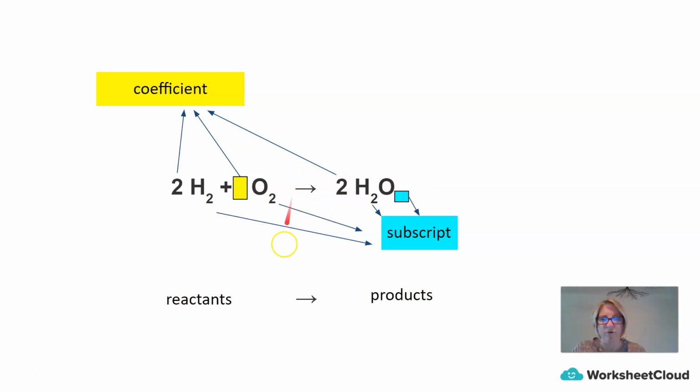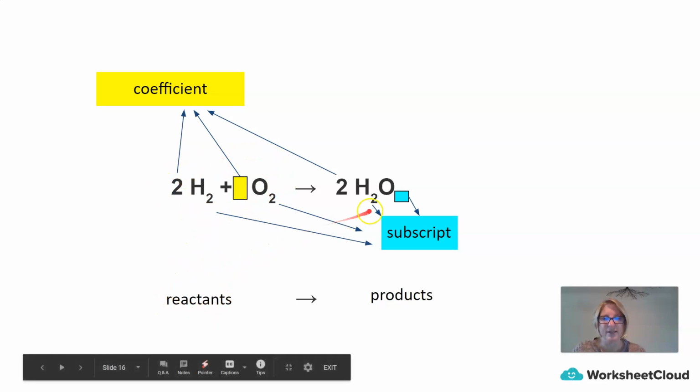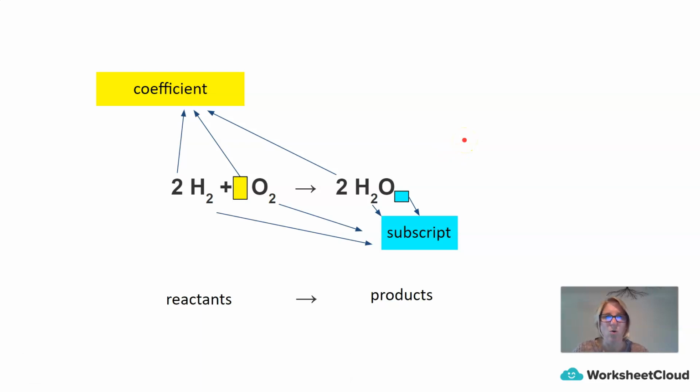This arrow represents a chemical reaction. Everything to the left of the arrow is known as the reactants, and everything to the right of the arrow is known as the product. And this is very important to know when learning to balance chemical equations.